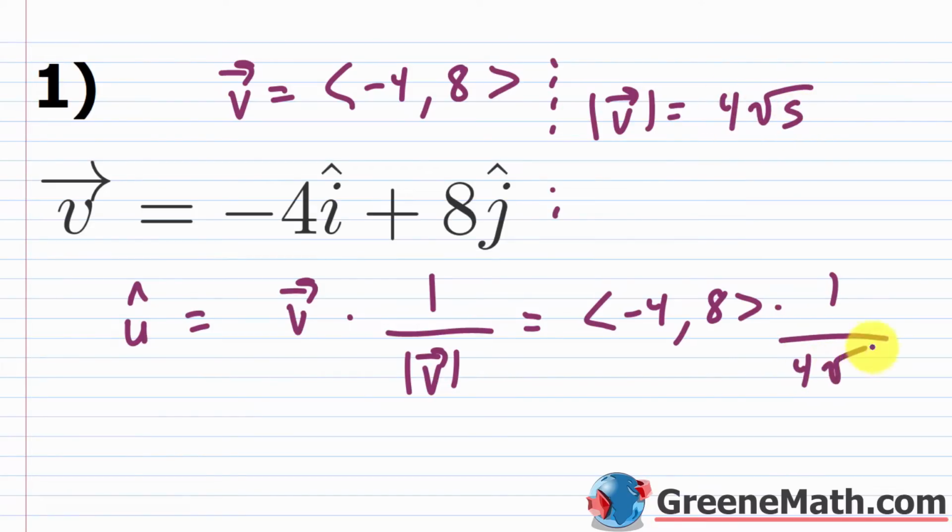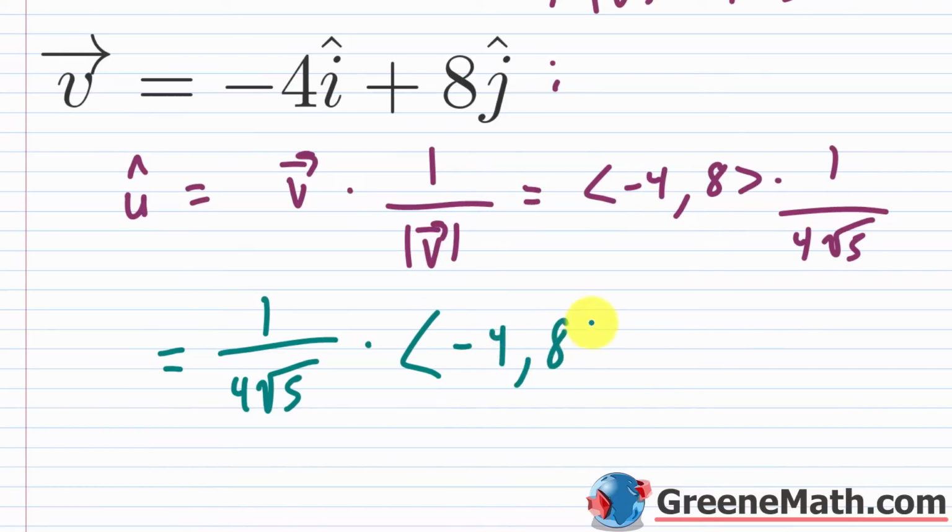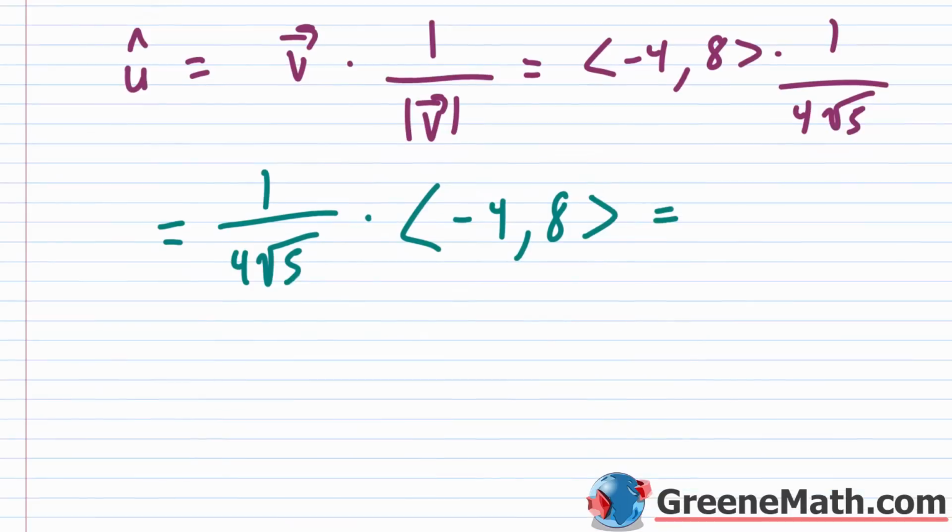So let's write that like that. Let's scooch down a little bit, and let's just say that this is equal to, you could put this out in front if it's more comfortable for you, 1 over 4 times the square root of 5, and then times this vector here with -4 and then 8 as the components.